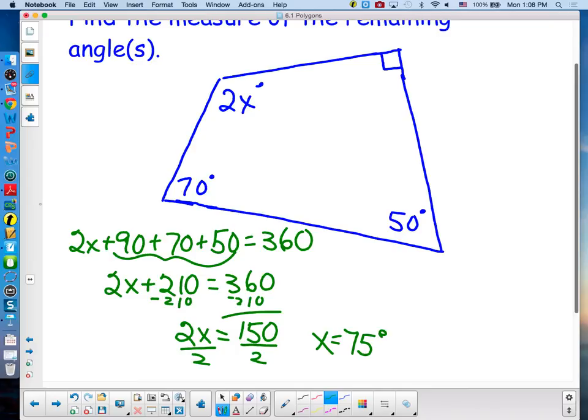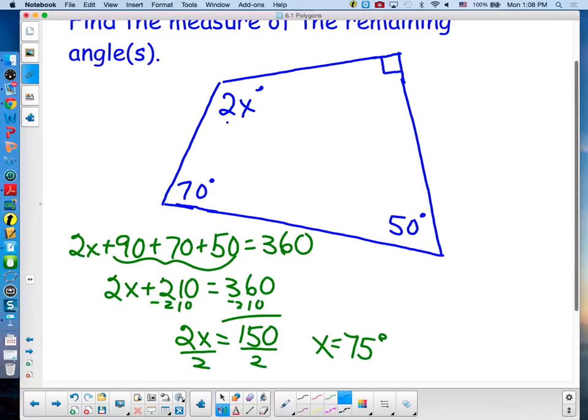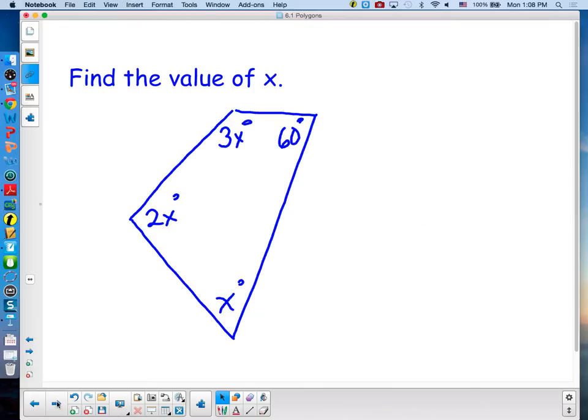Now the question said find the angles. So if x is 75, this angle is 2 times 75. The answer that I was looking for was 150. All right, so setting it up like an equation, I think some of you added up the 210 and set that equal to x or 2x.